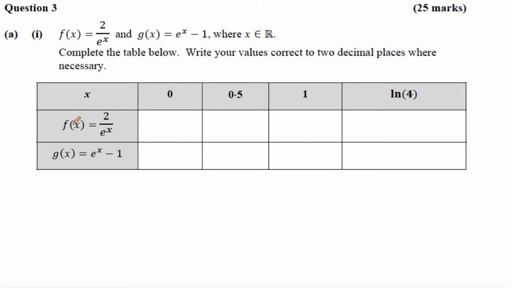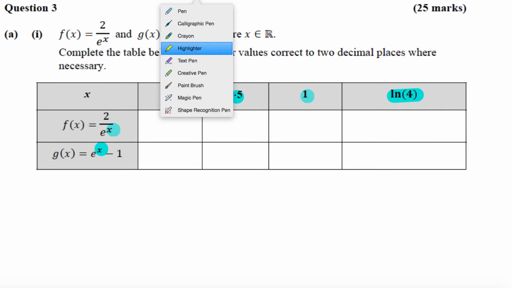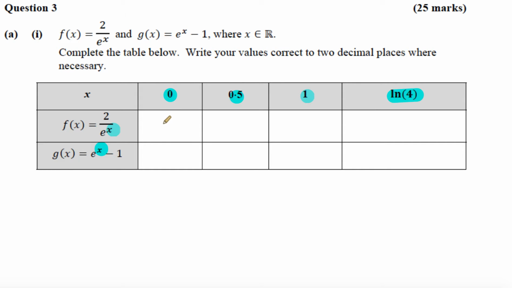Okay, so for the function f of x, which is 2 over e to the power of x, these are our x values. So we're just going to substitute all these x values into this function in the x position. And then afterwards we're going to substitute them in there for that x as well. So all these values one by one are going to go in there, and on my calculator I'm going to go 2 divided by e to the power of 0 first of all, and so on. And I'm going to round them to 2 decimal places. So this is really just calculator work.